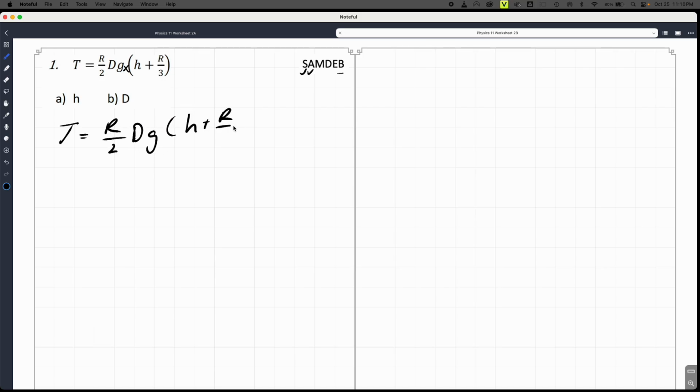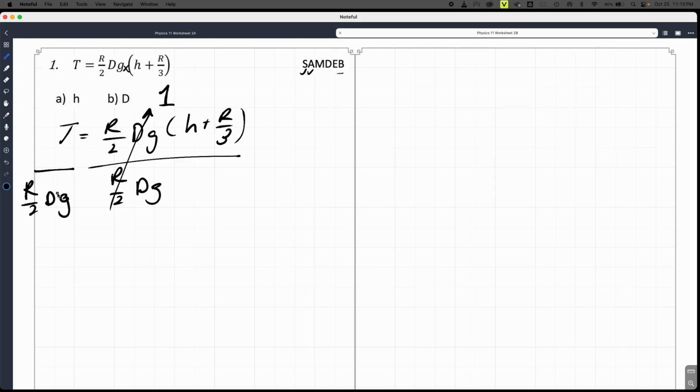So we'll divide both sides by r over 2dg. On the left side, that will make 1. And to keep the equal sign, we have to do the same operation: we have to divide t by r over 2dg. So now, looking outside the brackets, are there any exponents outside the brackets? No, it's just 1 times (h plus r over 3).